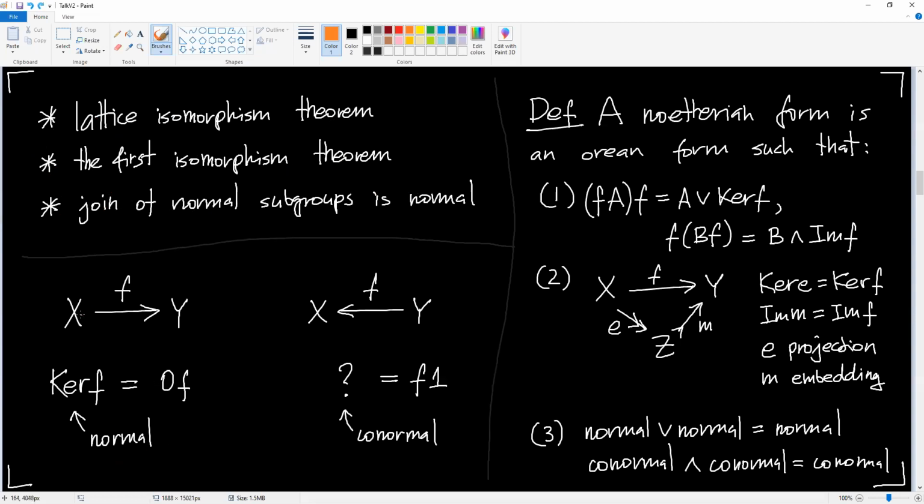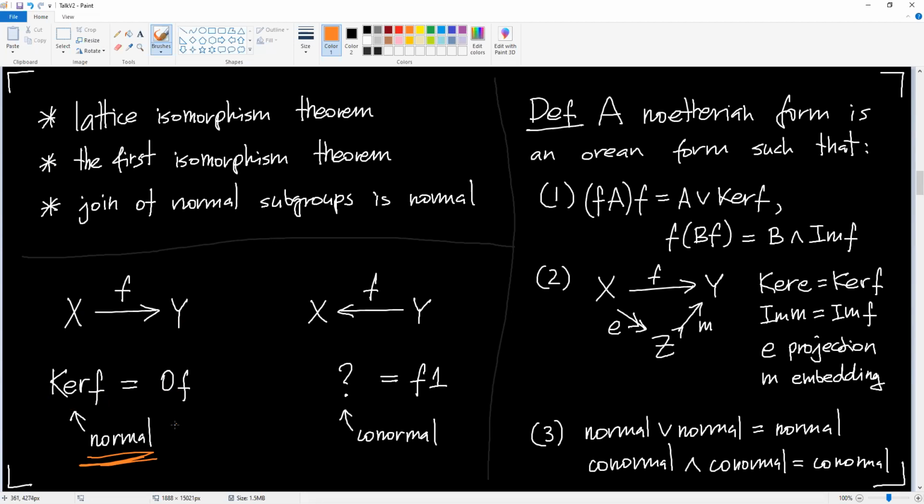So given a morphism f from x to y, obviously we would define its kernel to be the inverse image of the smallest subobject of y, right? That's what a kernel should be. A subobject that's equal to a kernel of some f will be called a normal subobject.